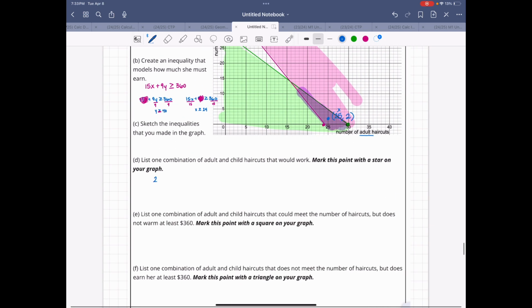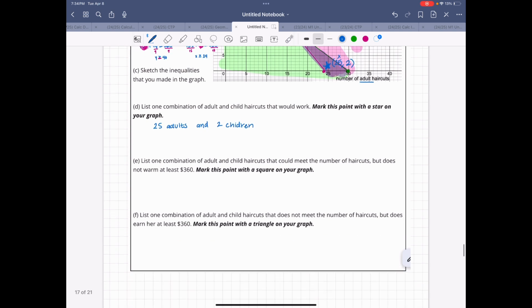So 25 adults and 2 children. Oh, I'm supposed to mark this with a star. Mark this with a star. Boom. Mark that with a star. Let's go ahead and look at E.